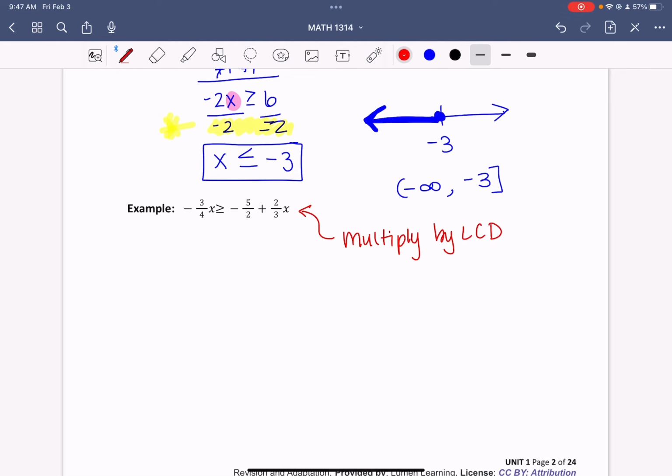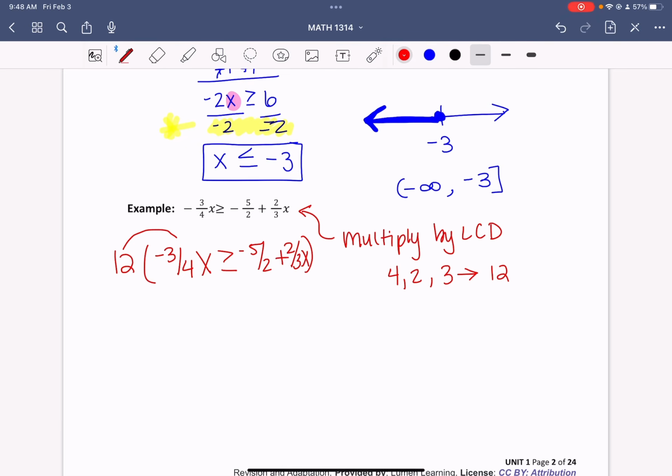And so we're going to say, okay, all my numbers are 4, 2, and 3. So what is the common denominator between 4, 2, and 3? And that would be 12. So I'm looking for a common denominator between all of them, and that would be the number 12. And so what I'm going to do is multiply 12 times this entire situation. And multiplying through by 12 is going to eliminate all those fractions that really kind of freak us out.